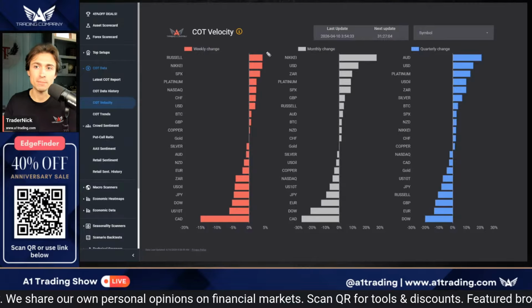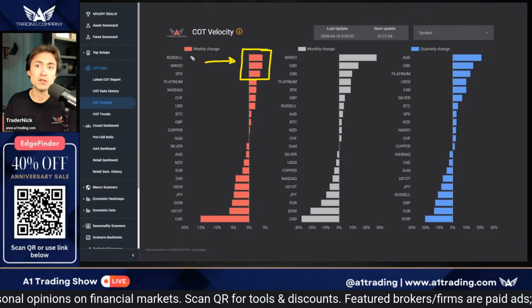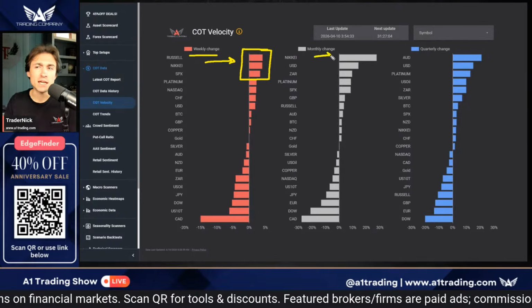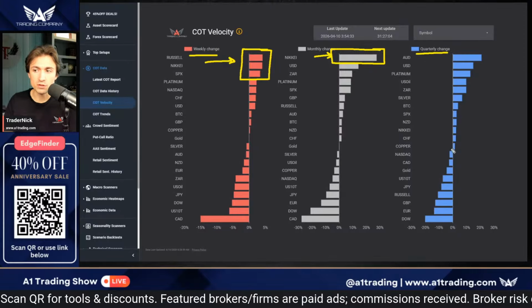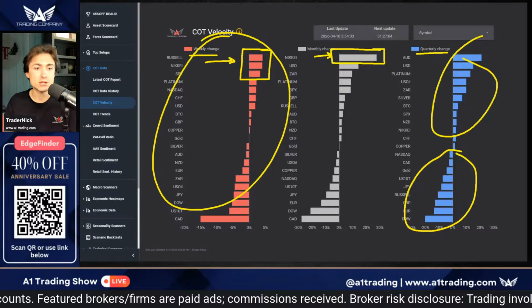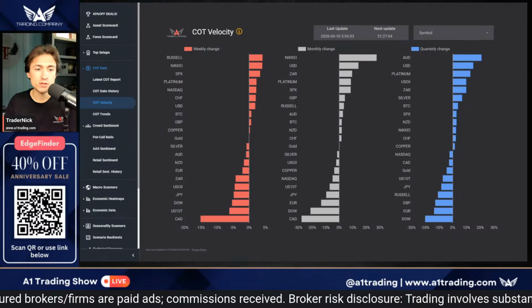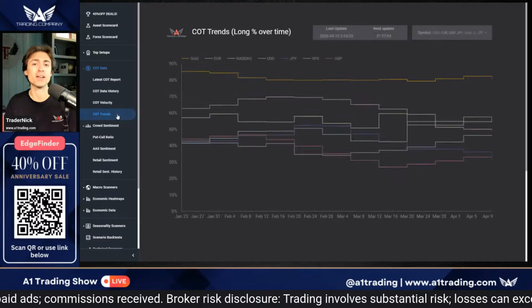So check this out. Russell, Nikkei, SPX, we're seeing those things get some heavy accumulation in the last 1 week. The Nikkei getting a lot of accumulation on the last 1 month. And we can even go out to 1 quarter to see the longer term moves versus the shorter term moves of institutional activity. Really cool stuff that we've been adding there. But check this out. I got another one for you.